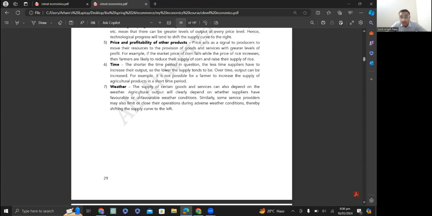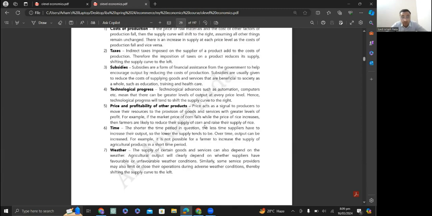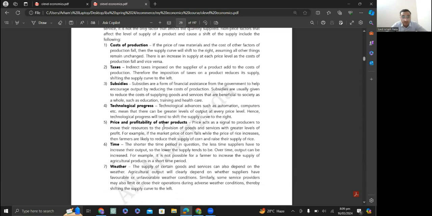Weather. Now agriculture products are mostly affected by this factor, weather. So when there are poor weather conditions, this will affect the production of the crops, which will adversely affect the supply of the goods. So these are the factors which determine the supply.